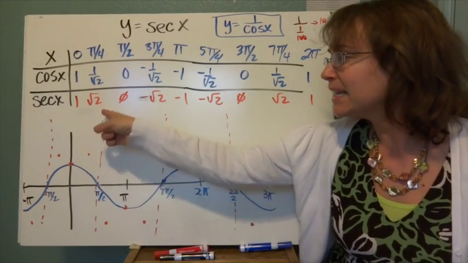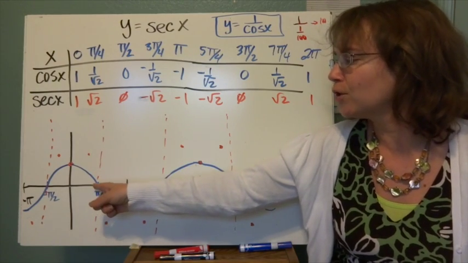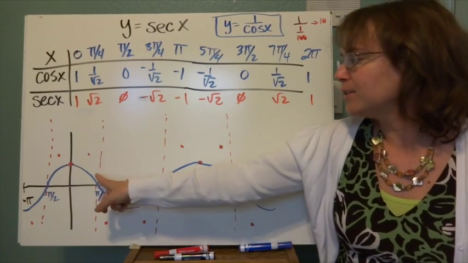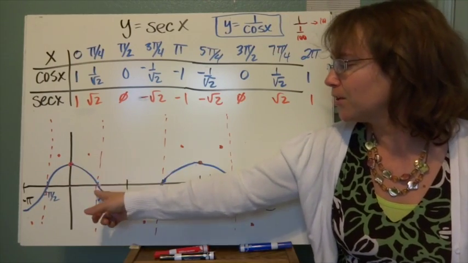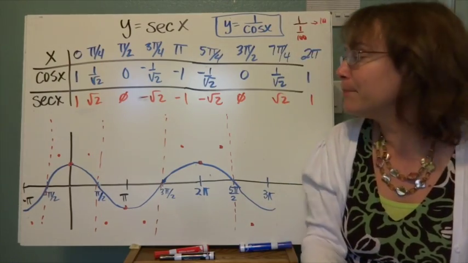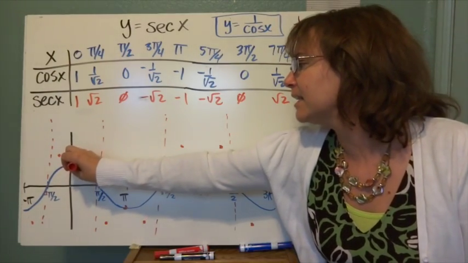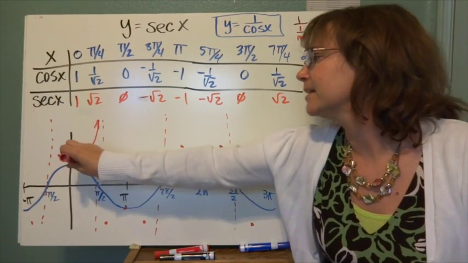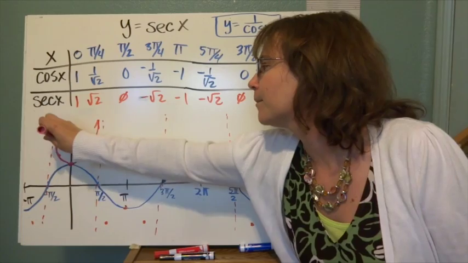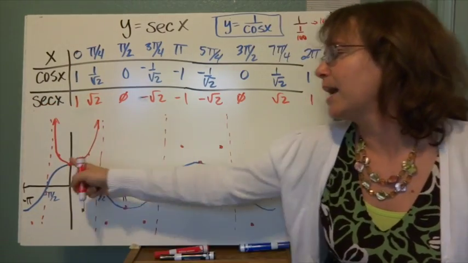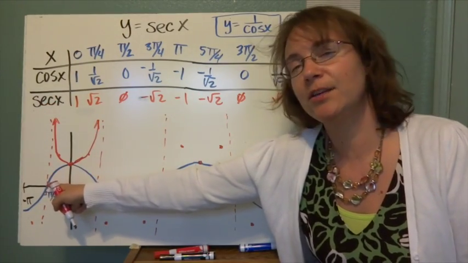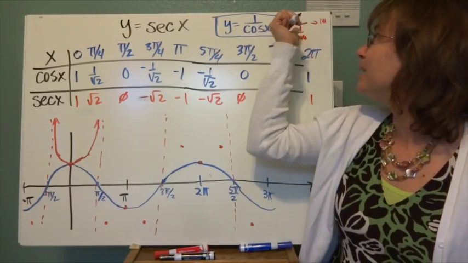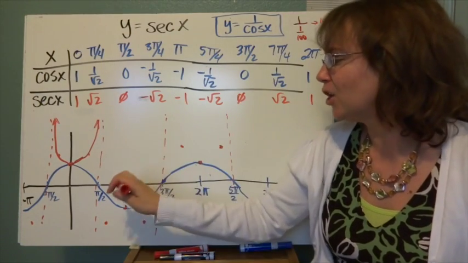So I'm going to get really big numbers as I get closer and closer to this line, pi over 2, for my secant. I'm going to get small numbers for my cosine, but really big numbers for my secant, and so it's going to approach this asymptote like this. As cosine gets closer and closer to 0, and that number becomes really small, 1 over a really small number is going to give me a very large number.